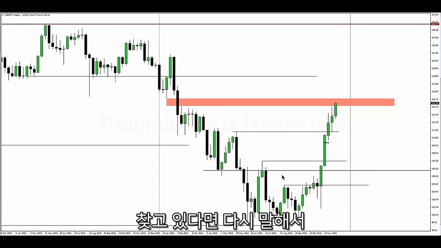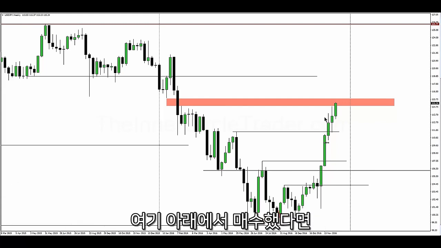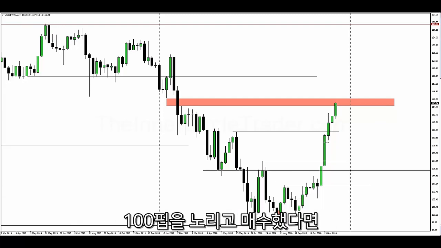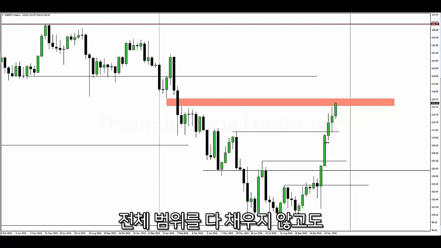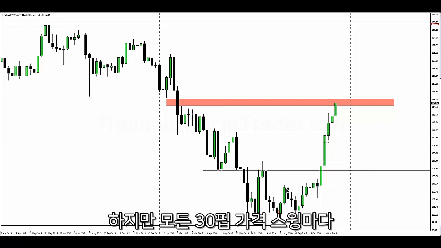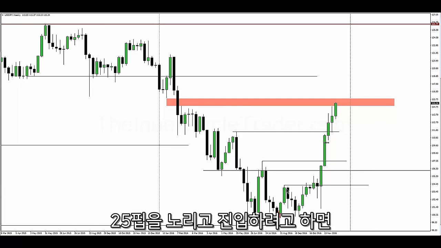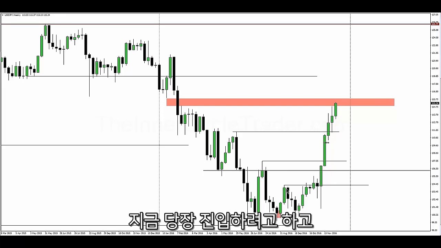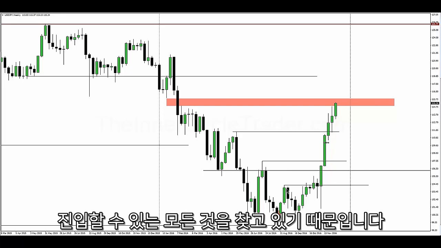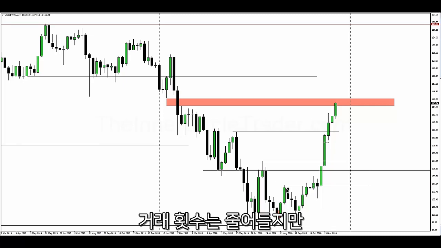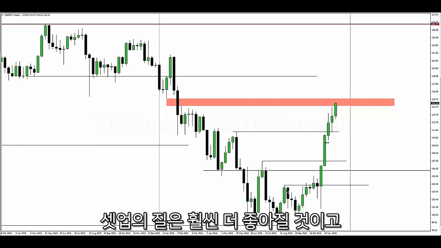In other words, you didn't need it to do all this. If you were buying down here in the range, from this high down to the low where you're trying to buy, let's say 100 pips, you could handsomely take 75 pips out of that and not even get the full range. But you can't do that if you try to do every entry on every 30 pip or 25 pip price swing, because you're trying to get in right now and you're looking for anything to get you in. If you're much more selective in your setups, you're going to trade a lot less, but your setups are going to be a lot more choice.